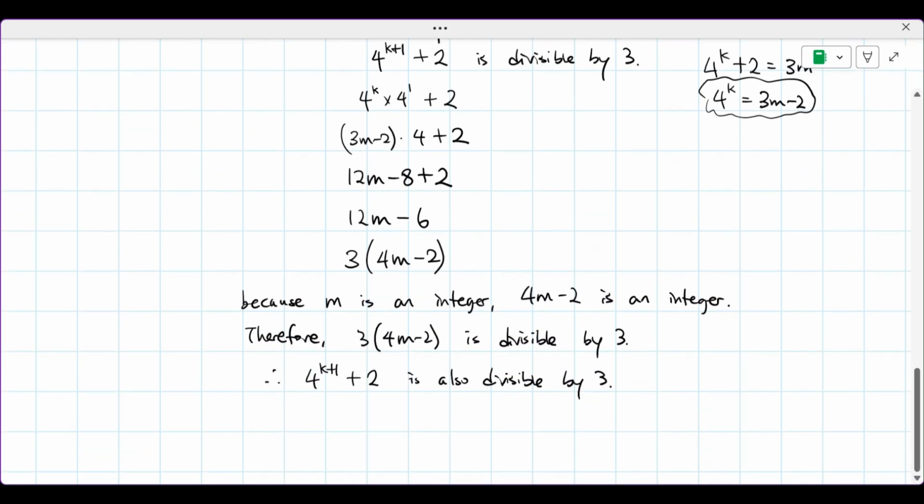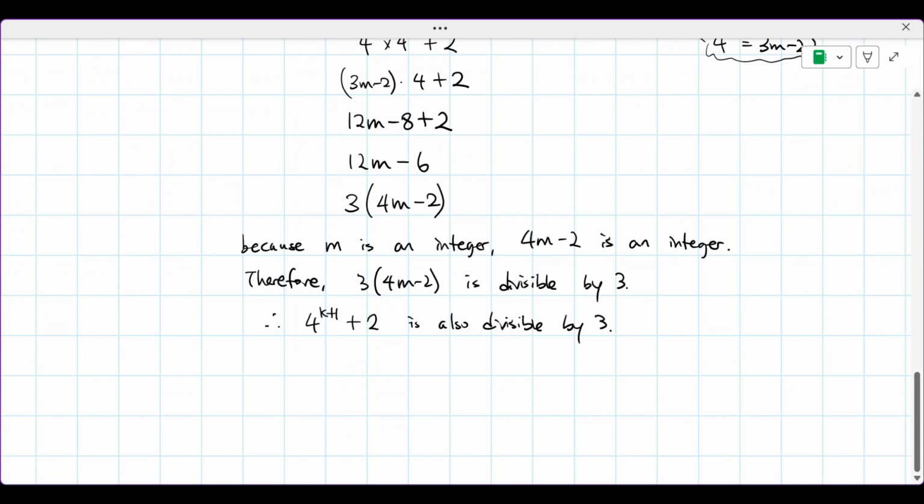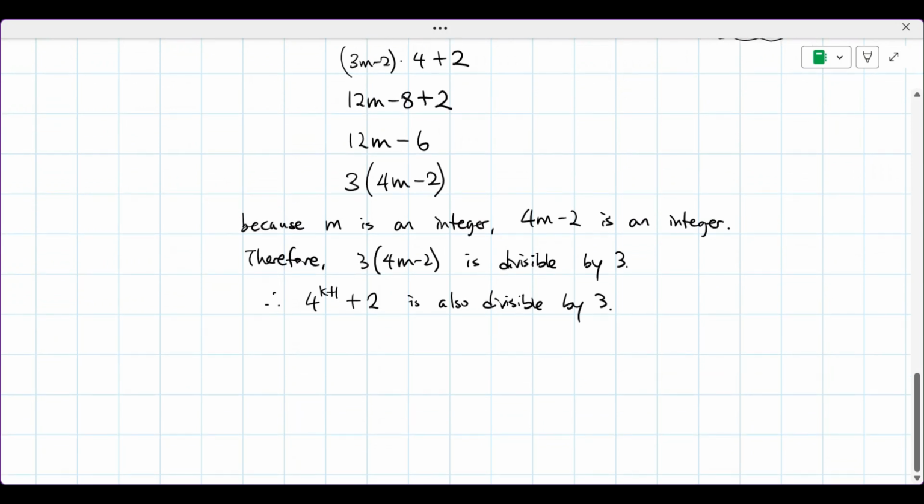So you plugged in the values and you got the expression 3 times 4m minus 2, which is a proof that 4 to the power of k plus 1 plus 2 is divisible by 3. So we did all the 3 steps, so I think we can conclude. In conclusion, 4 to the power of n plus 2 is divisible by 3 for positive integer values of n.